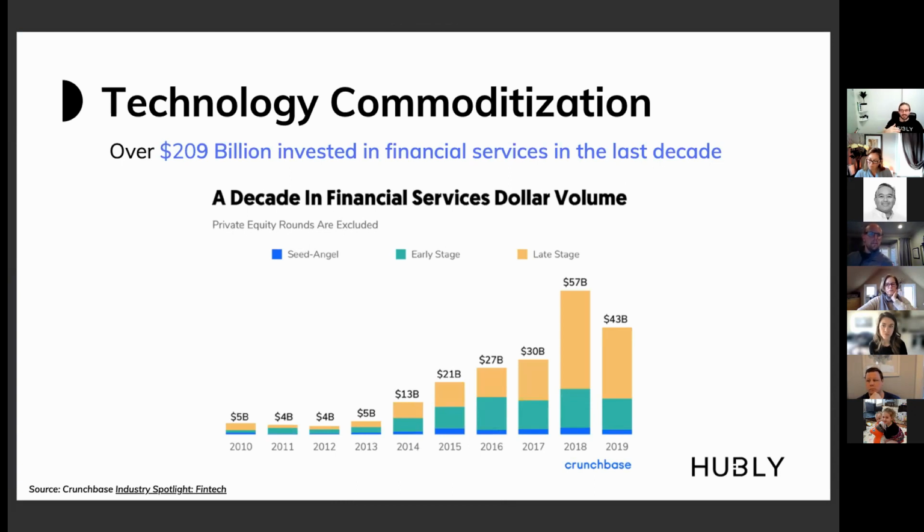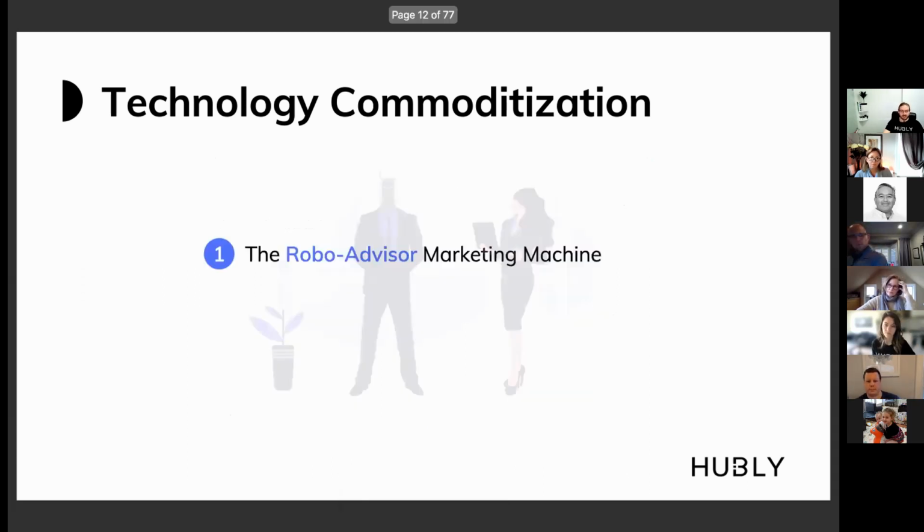Although a lot of it hasn't directly impacted wealth management by itself, I do believe it's had the following impacts on the industry of financial services as a whole. The first effect that I've seen is what I like to refer to as the robo-advisor marketing machine. Unfortunately, due to lack of consumer education, human financial advisors are really competing against robo-advisors from a messaging standpoint.